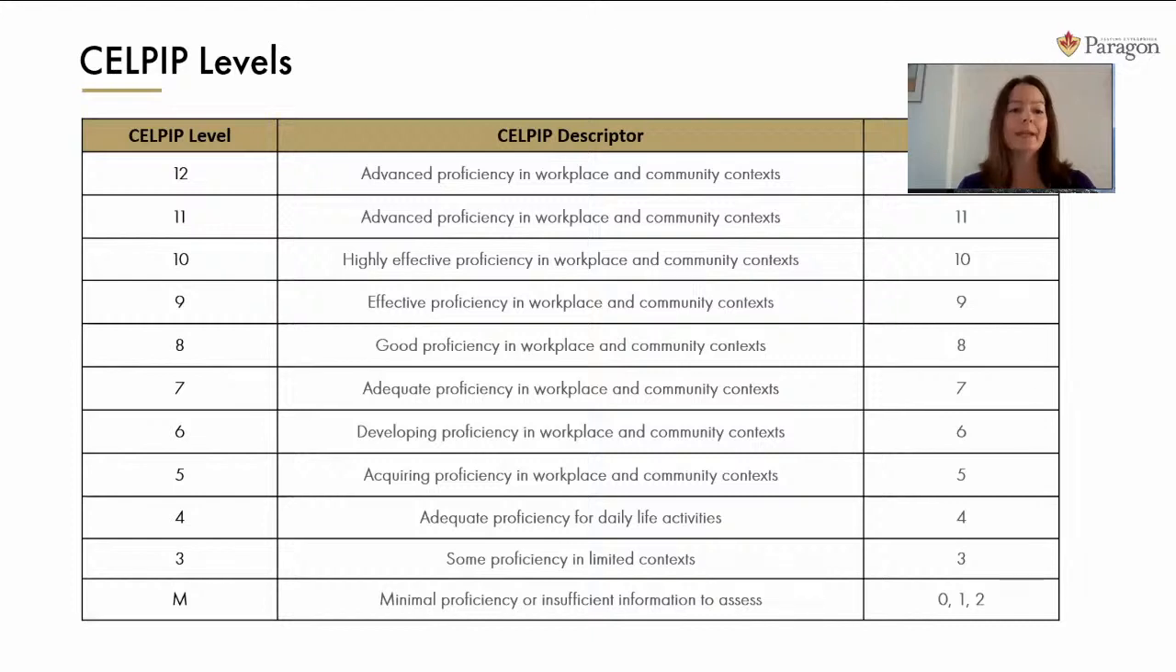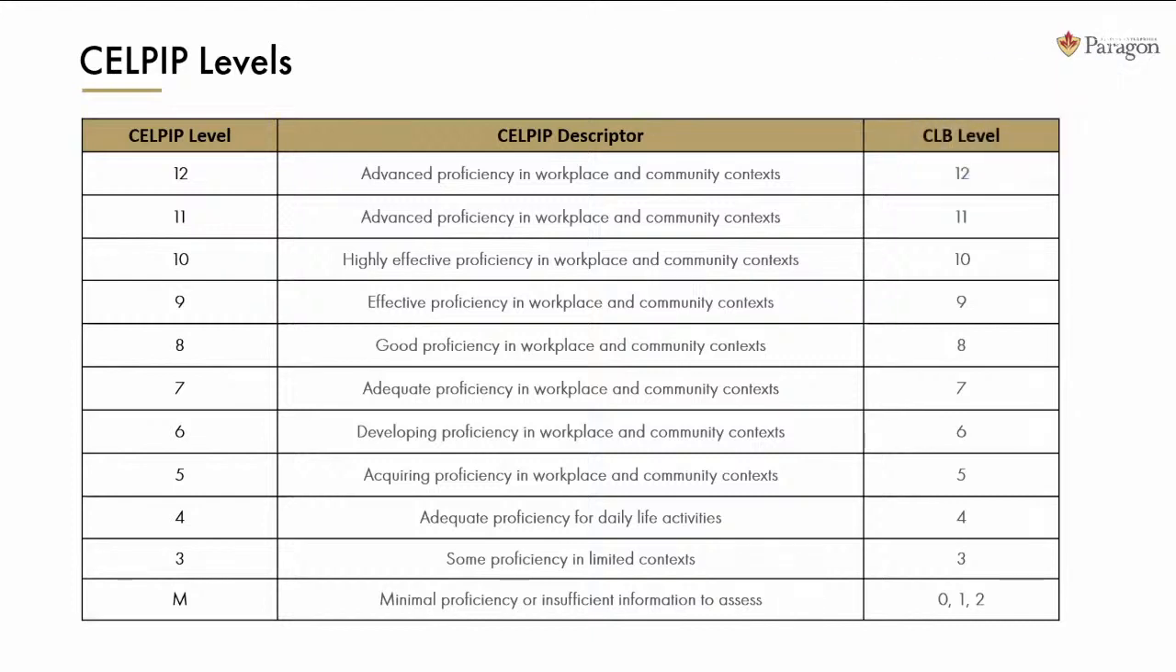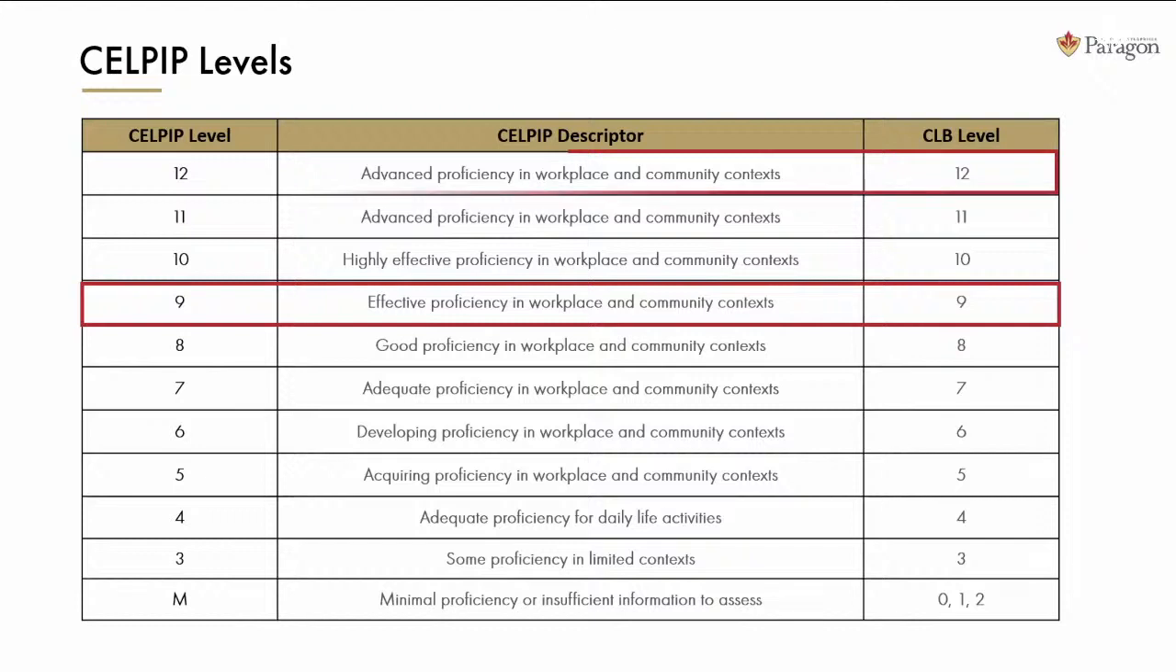Now the CELPIP is graded on a scale with different levels. So the lowest score that anybody might achieve would be an M, and that stands for minimal proficiency. So it's beginning level English. The highest score anybody could get is a 12, and that shows advanced proficiency. So today we're going to look at a level 9 and a level 12.